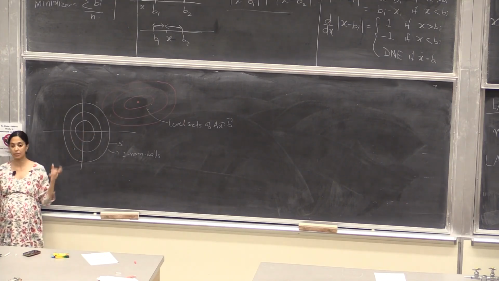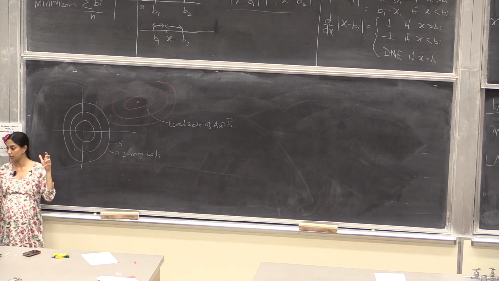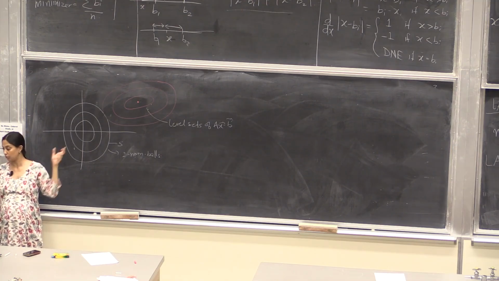That ellipse is being given by exactly the SVD coordinates, right? So the SVD of A will give you the major and minor axes of that ellipse.